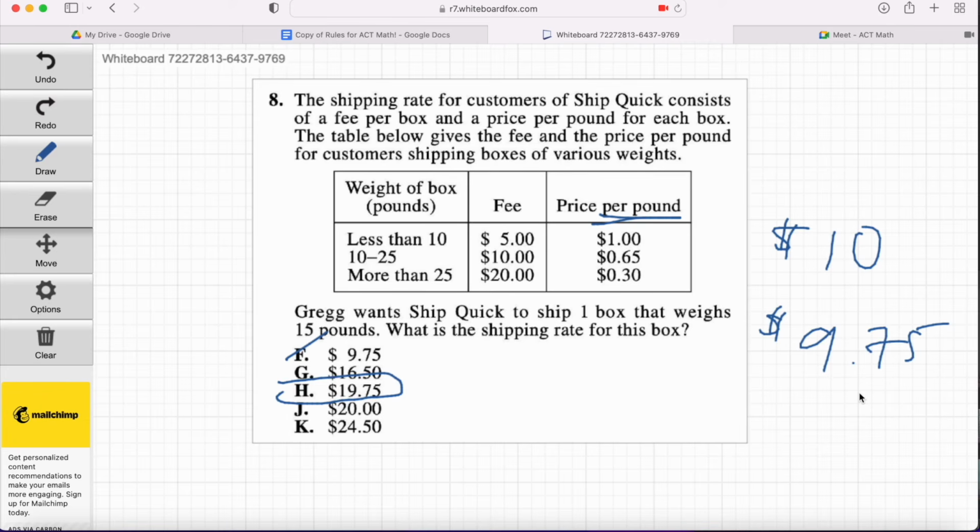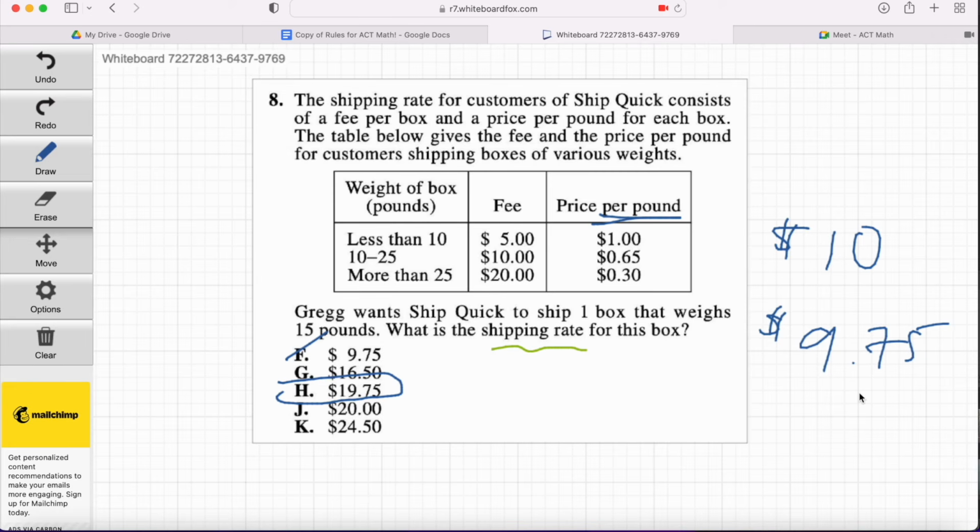Any questions about that? No questions. Okay. Good. Beautiful. Yeah, just adding those two up. But once again, I think you were getting a little bit stuck on what they mean by shipping rate. Well, they tell us at the beginning.